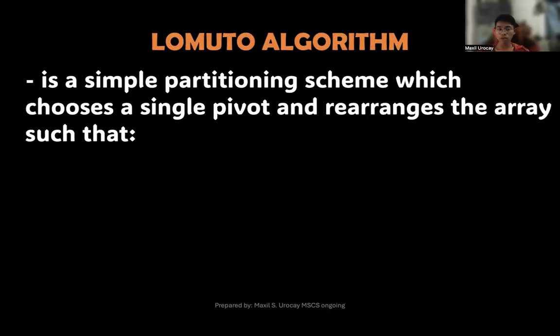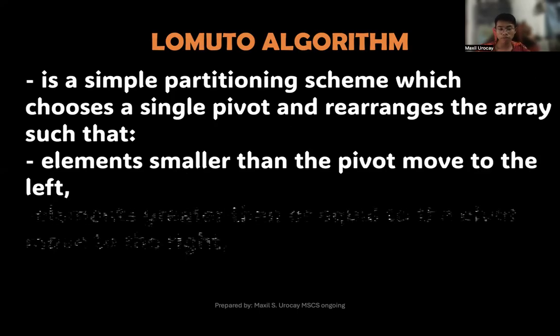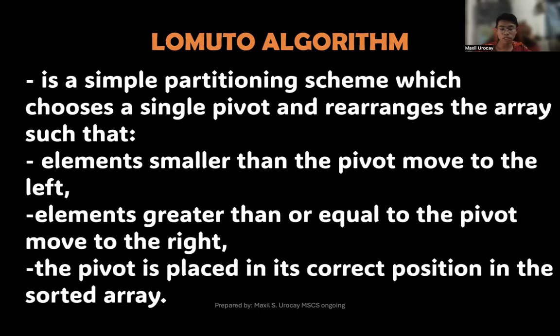Now for the Lomuto algorithm, it is simple as well. It is a simple partition scheme which chooses a single pivot and arranges the array such that elements smaller than the pivot move to the left and elements greater than or equal to the pivot move to the right. For this one, the pivot is placed in its correct position in the sorted array. That ensures that we are able to place the pivot in the correct position.